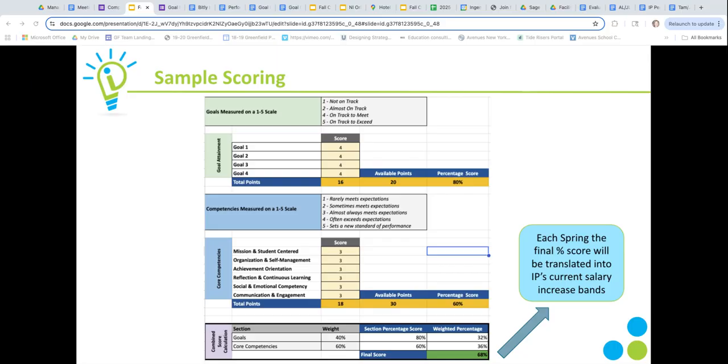Now we will apply the weighting that we discussed on the previous slide to each of the section scores. After we have done so, we've reached a final score for the overall evaluation. This final score will be translated into IP's current salary increase bands each spring.